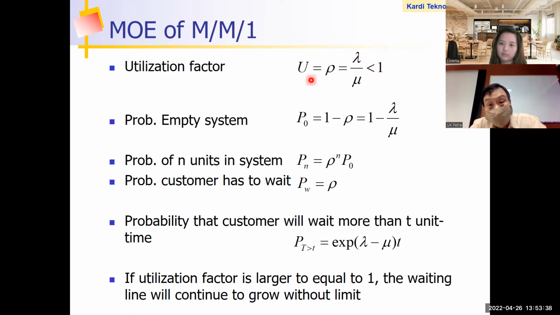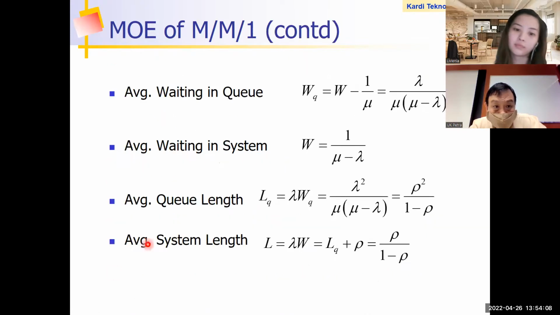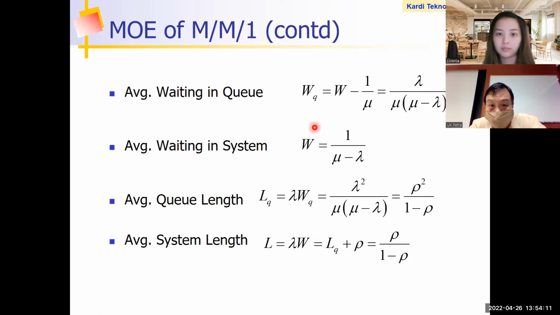Okay. Utilization factor is just rho, which is lambda over mu, and of course must be less than 1. And then what is the probability of an empty system? 1 minus rho. Of course, right? 1 minus rho. The probability of n units is just this computation. That means the first thing you need to do is to compute P0. Once you compute P0, you can compute everything else.